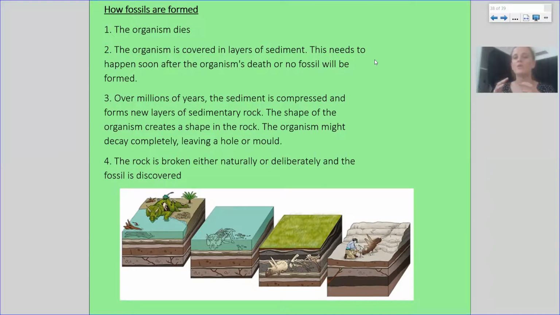The shape of that organism, the shape of the dinosaur, the shape of the plant, creates a shape in the rock. And the organism might decay, which means break down, not dissolve, but break down completely. And you're left with a hole or a mold of that organism, so that plant or that animal. Then the rock is broken down either naturally or deliberately. So that hole then fills with the sediment and we have the shape of our dinosaur.